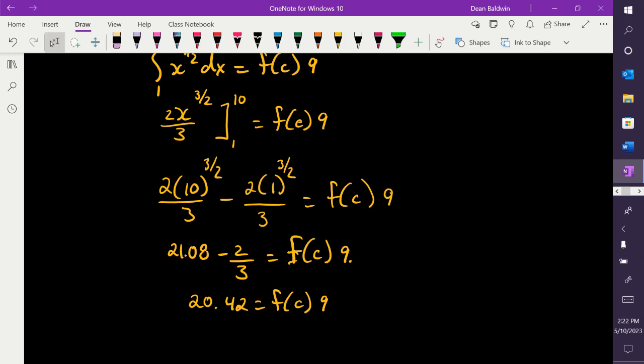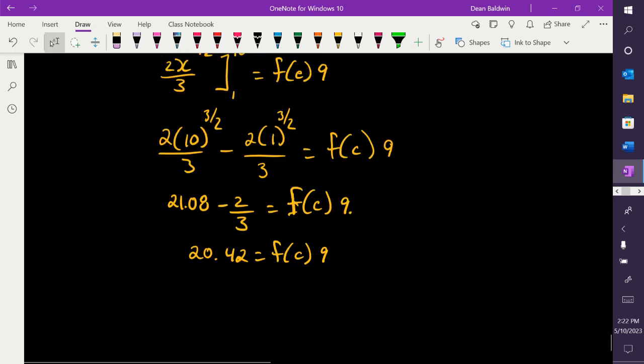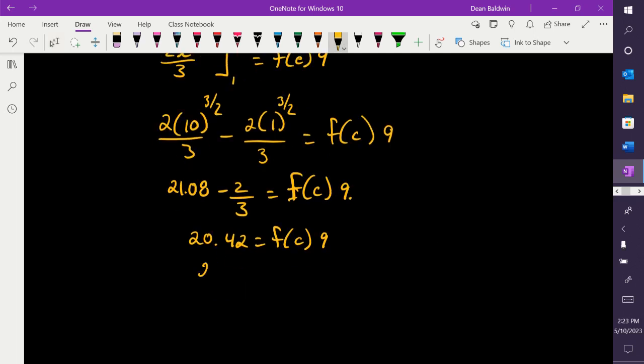Okay. Are you with me so far? Does that make sense so far? Okay. What do I do now? Divide by 9. 20.42 divided by 9 is 2.27. Okay. So we get 2.27 is equal to f of c.